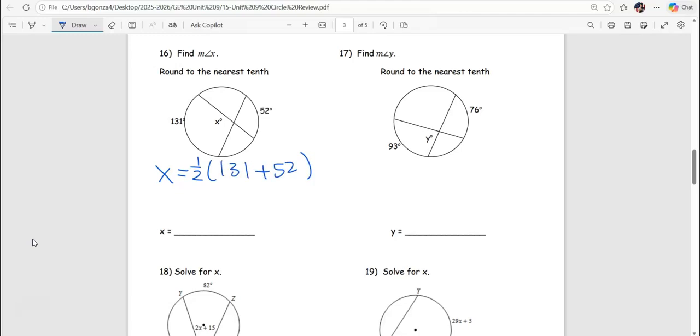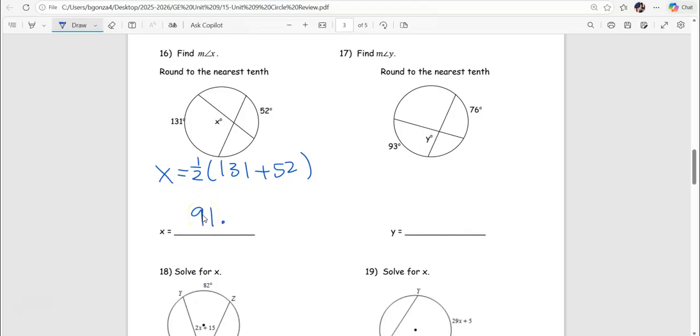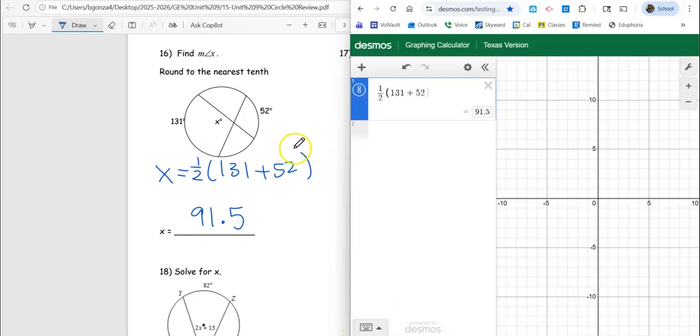Cool. So I don't have to do too much. Just plug it in. 1/2 to the right, 131 plus 52 gives me 91.5. Same thing over here. Internal angle intercepted by chords equals 1/2 intercepted arc plus intercepted arc. 93 and 76.